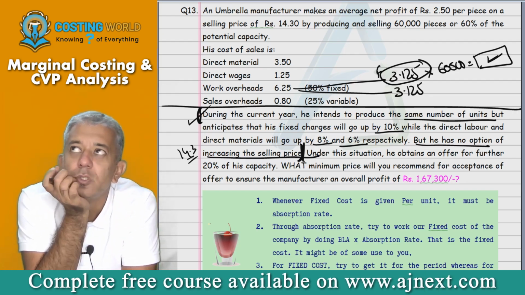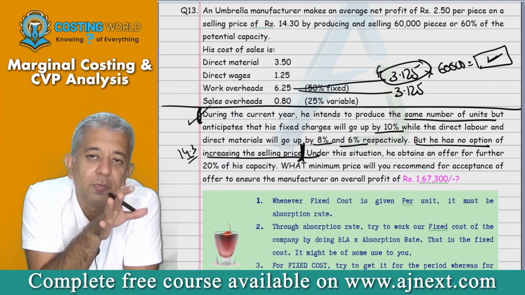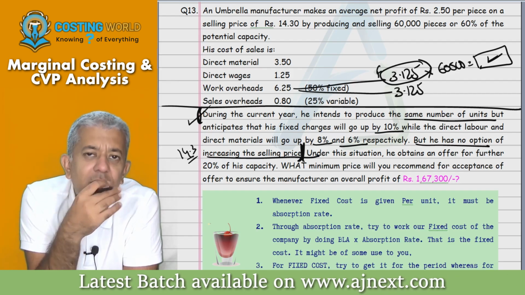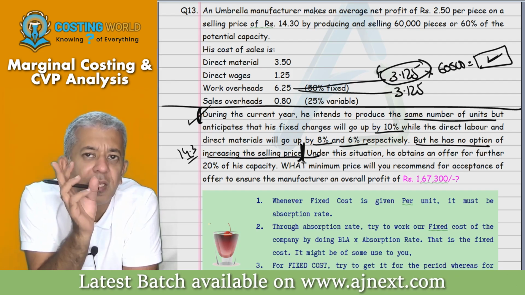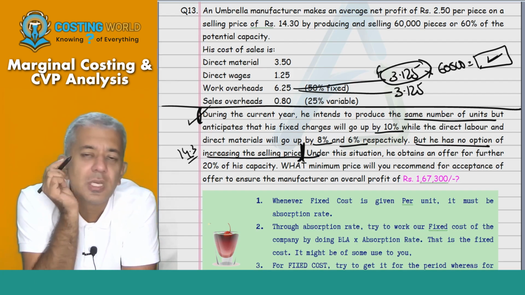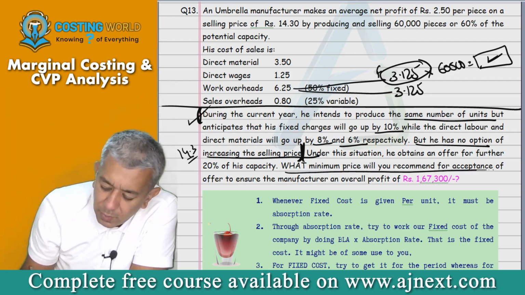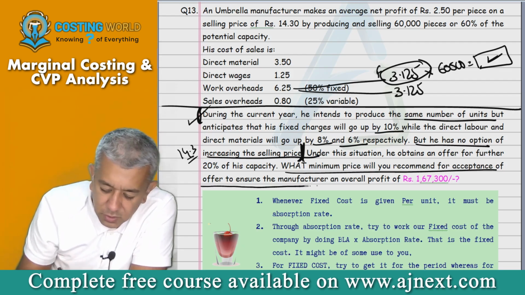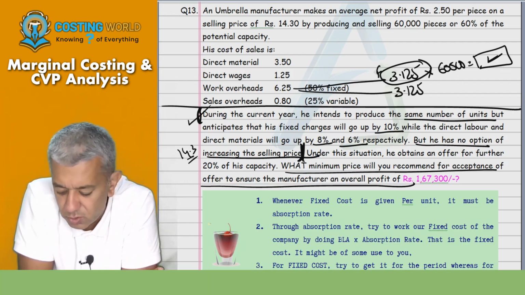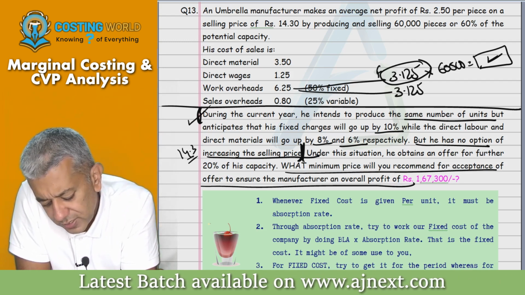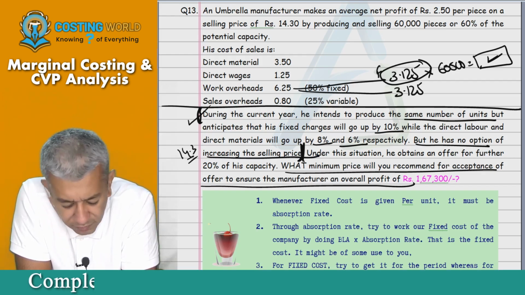So he has got an extra offer for how many units? 20,000. Can you say this year he is going to be producing 80,000 now? Yes, sir. 60,000 in any case he was supposed to be producing, plus 20,000 more. What minimum price will you recommend for the acceptance of the offer to ensure the manufacturer an overall profit of 167,300? Those guys are saying, what minimum price will you recommend for the acceptance of the offer?